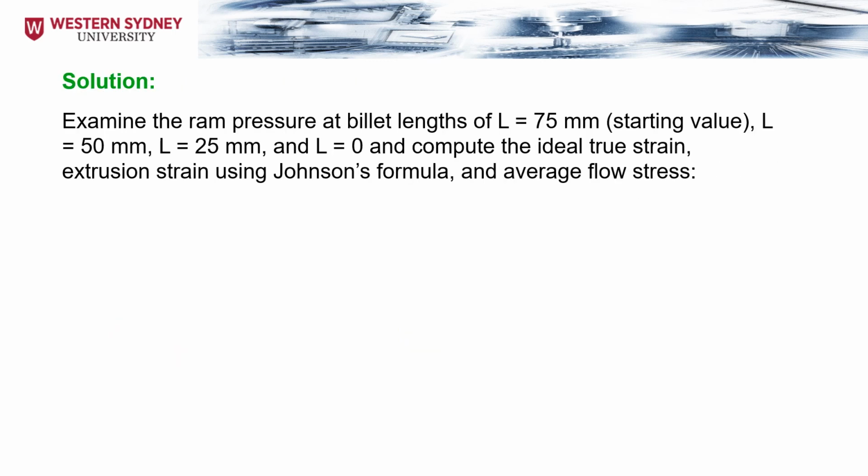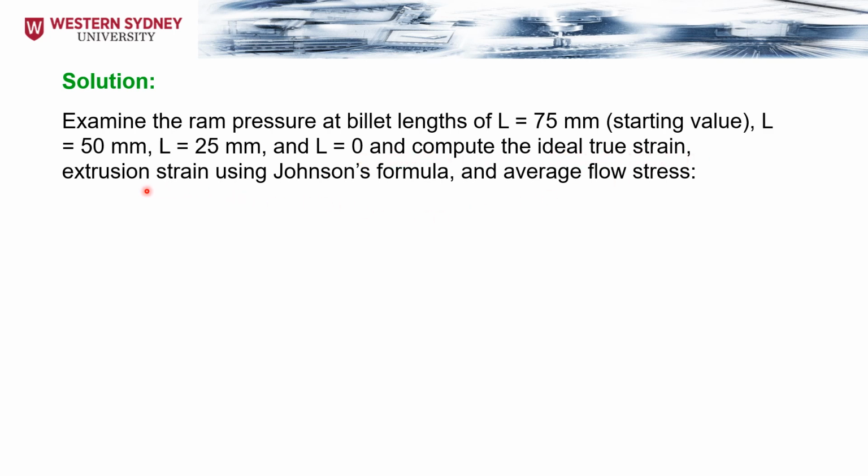That means the L is going to be equal to 75 millimeters. So we're going to do the test to find the ram pressure at the billet length of 75 millimeters, when the L is going to be dropped to 50 millimeters, when the length is going to be dropped to 25 millimeters, and when the length is going to be dropped to 0. And compute the ideal true strain.